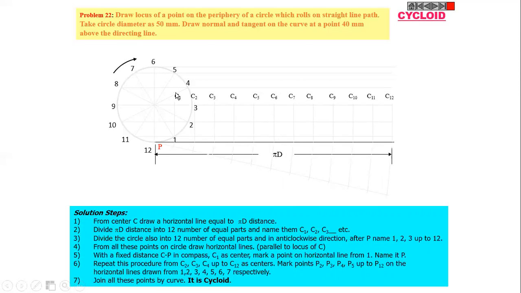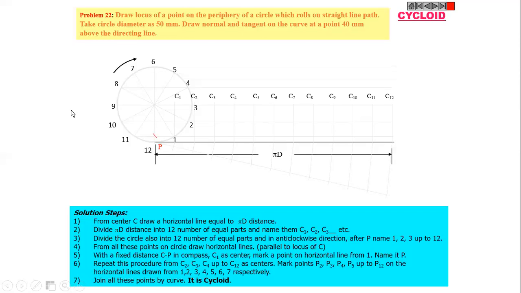Then give naming, that is C1, C2, C3, C4, C5 up to the C12. This is my C point, center of a circle. Then this is my C1, point 1 first, C2 second, C3 third, C4 fourth, C5 fifth, up to the C12.